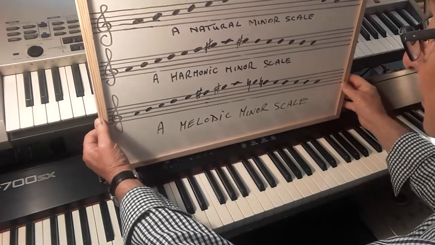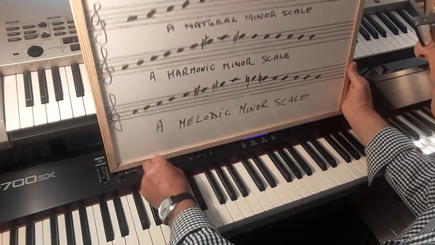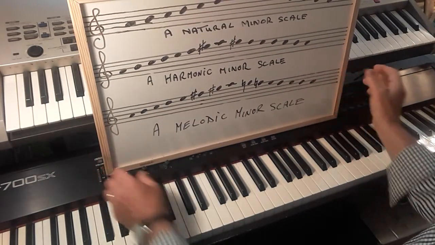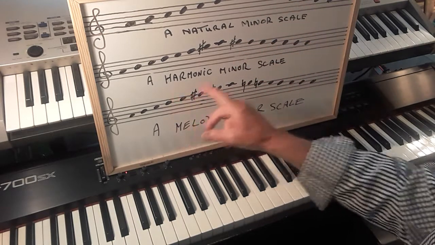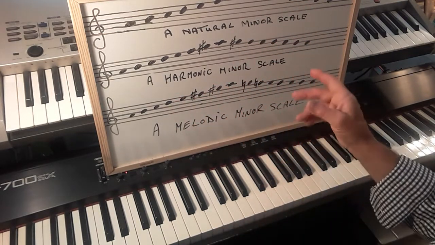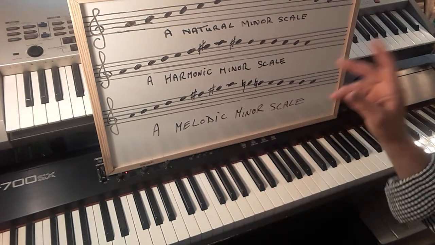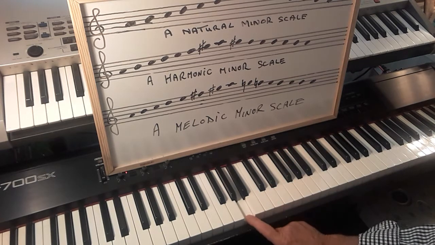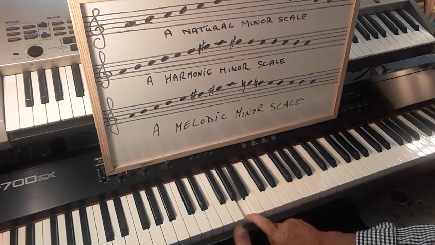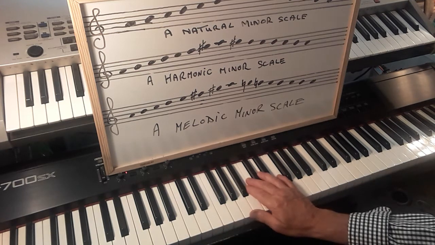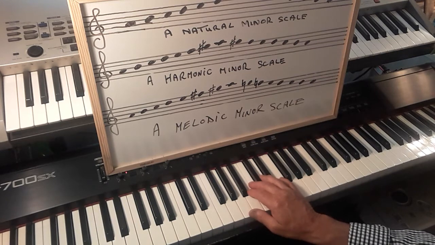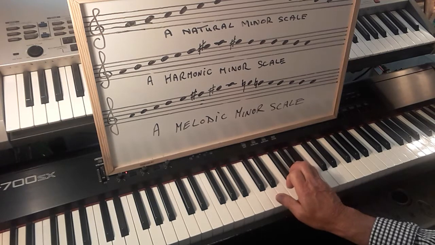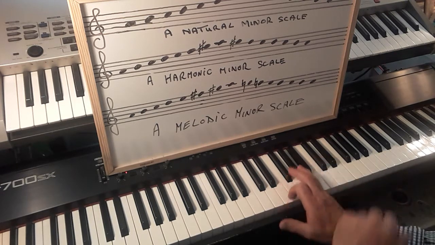Now then, there are two other minor scales. One is the harmonic minor scale. In the harmonic minor scale, there's one sharp, and that is on the 7th degree of the scale. They all start on A, these scales, because they're all related to the key of C. Start on A, and there's your 7th degree there, which is G sharp.